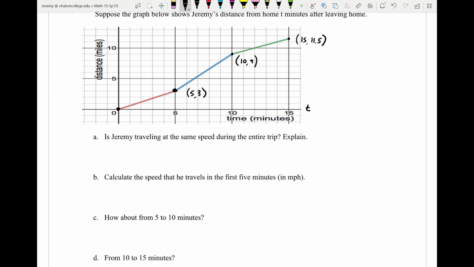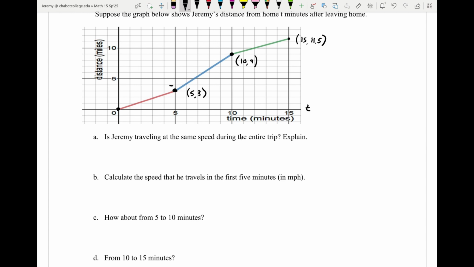How about in the second 5 minutes? So from 5 to 10 minutes after leaving home. We go from being 3 miles from home to 9 miles from home, right? So see how we cover a larger distance. Here we only cover 3 miles. Here we cover 6 miles. Okay, so that implies that we're going different speeds at various points during the trip.